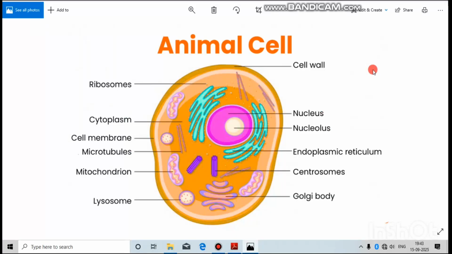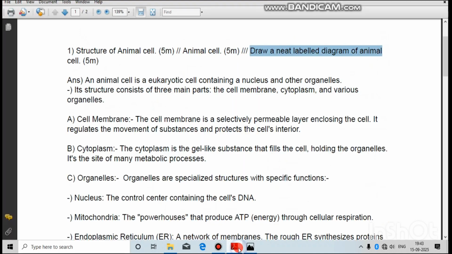Let's begin. Students, in this video, the first diagram that we are going to discuss is the animal cell. On animal cell, many questions can be asked. The questions will be like structure of animal cell, or draw a neat labeled diagram of animal cell. The answer for all these questions will be the same.